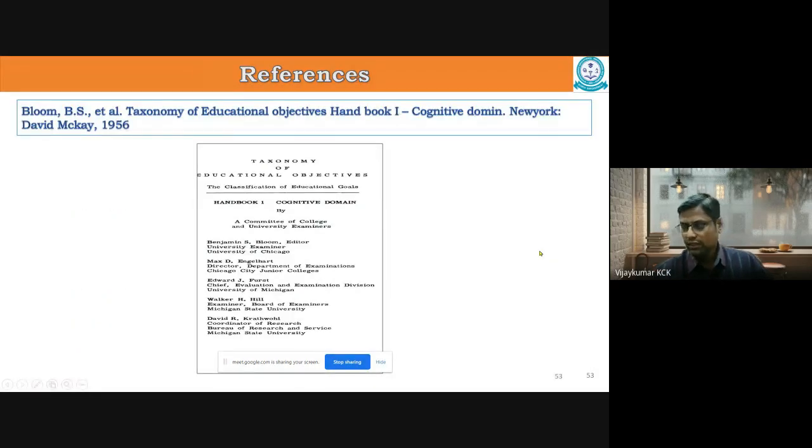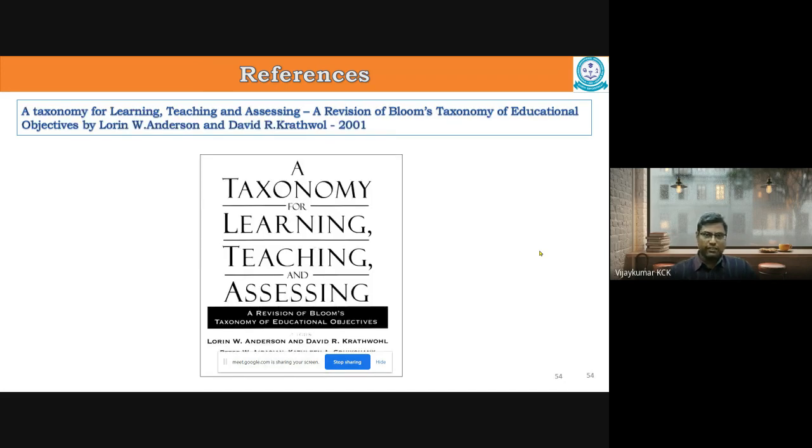Yeah, and this is what I said. The book was written by Bloom in the year 1956, the Handbook of Cognitive Domain. I happened to get it from the net. Of course, it was authored by many, but the first author is Benjamin Bloom. Next is the 2001 revised Bloom's taxonomy by Anderson and Krathwohl, a taxonomy for learning, teaching and assessing the student learning outcomes.